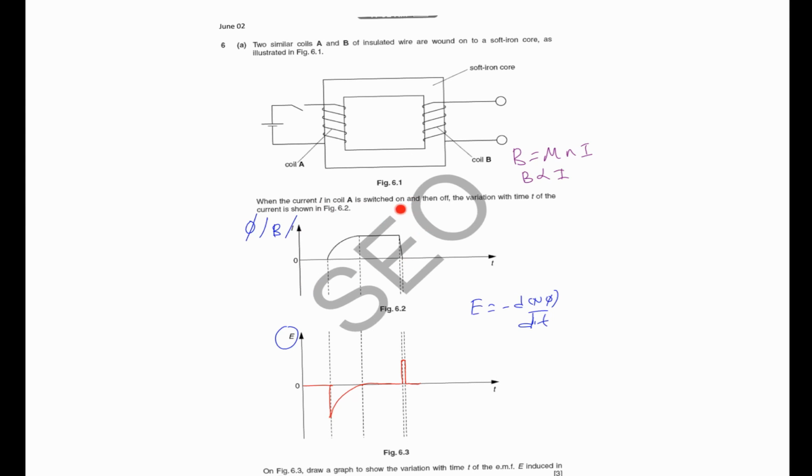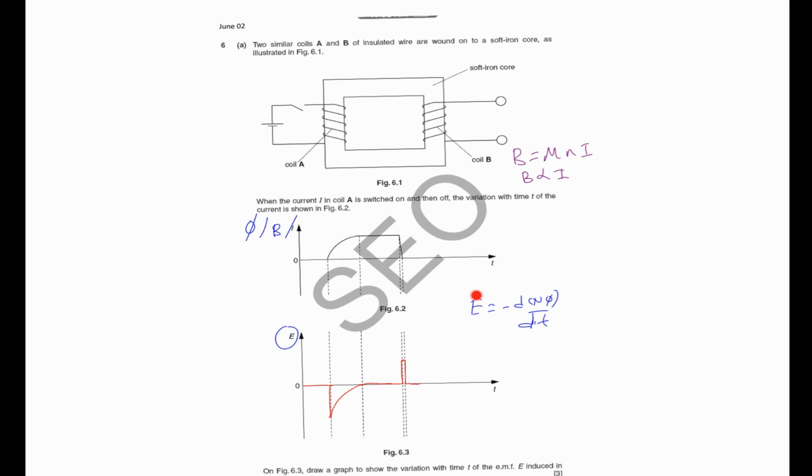Now, why the gradient of this graph? The current in your primary, the flux density in your primary and the flux in the primary will all be the same shape because they are directly proportional to each other. How do I know that? Because from the formula B equals μnI, your B is directly proportional to I, and also from the formula flux equals BA, your flux is proportional to B as well. So all these three will have the same shape.